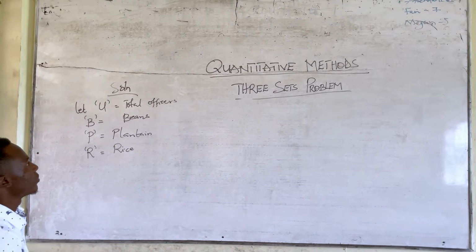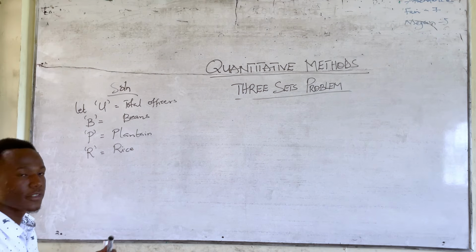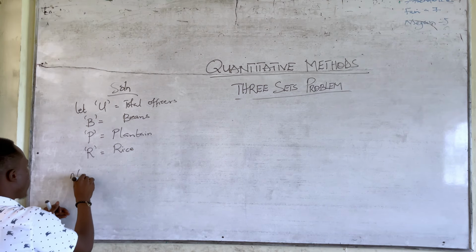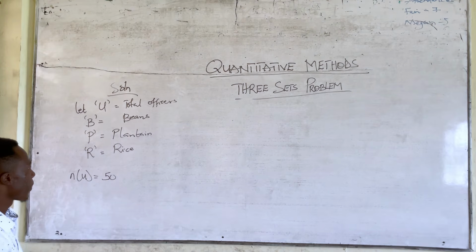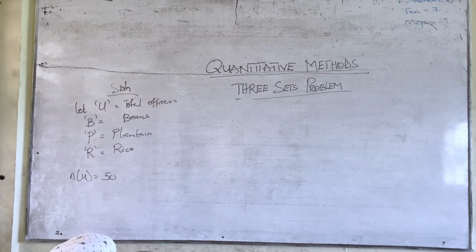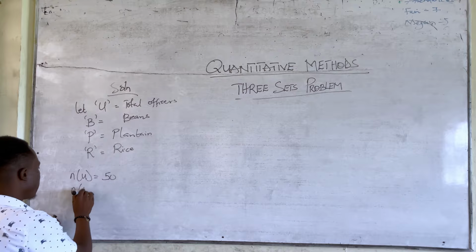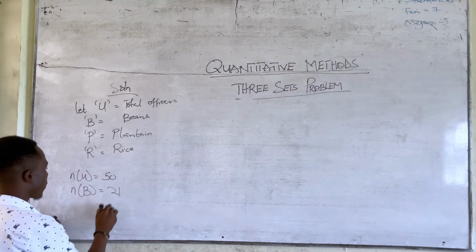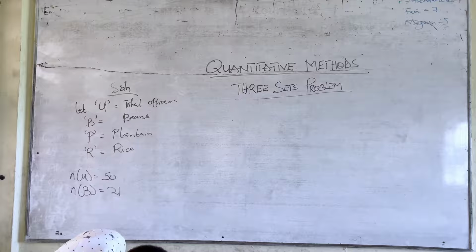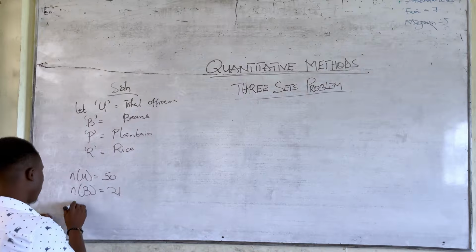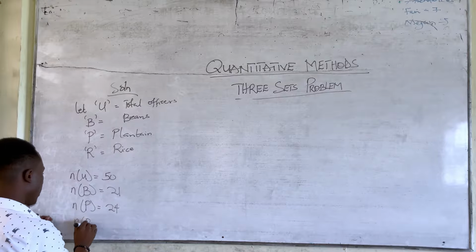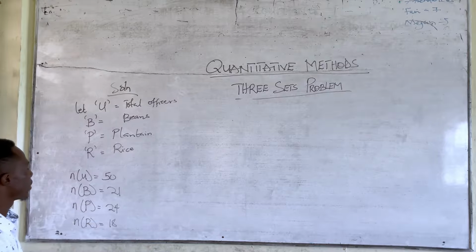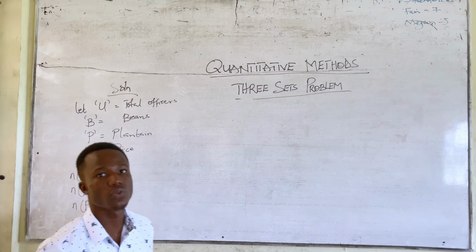Before we proceed, we know the officers are 50, so the number of the universal set, or the total number, is 50. And beans, it says 21 chose beans, so number of B is 21, and 24 plantain, so number of P is 24, and R is 18. So we have this information. Let's proceed with the question.